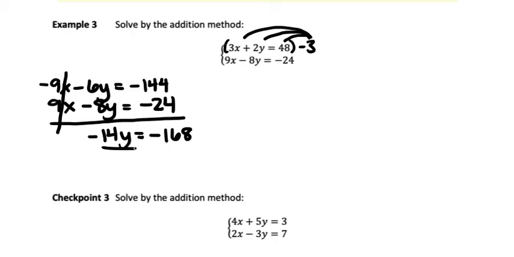And then I'm going to divide to get y by itself. And negative divided by negative is going to be positive. So y is going to be positive 12.